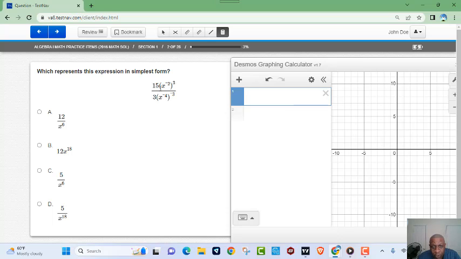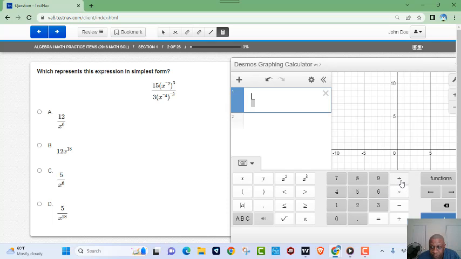And what we're going to do, we're going to enter this expression into DESMOS here. So let me put my division symbol. And on the top, I have 15 parentheses x to the -2 being raised to the third power. And that's being divided by 3 parentheses x to the -4. And that's being raised to the -3 power.